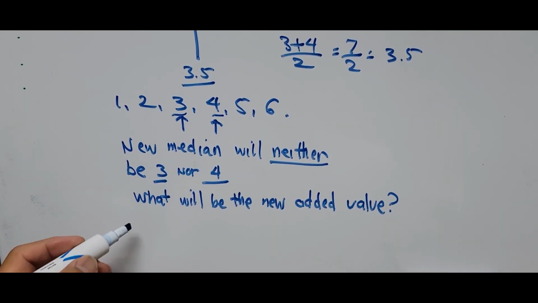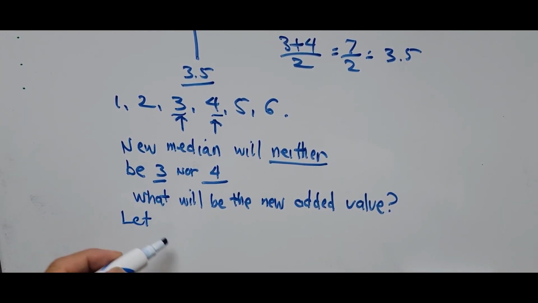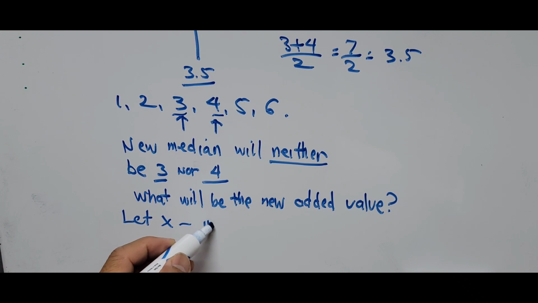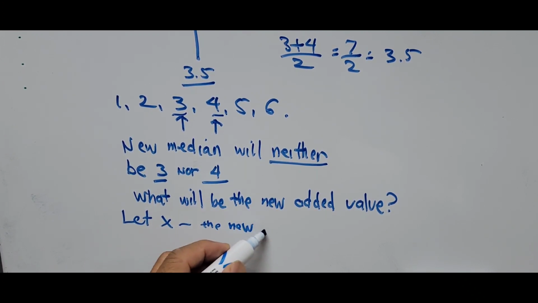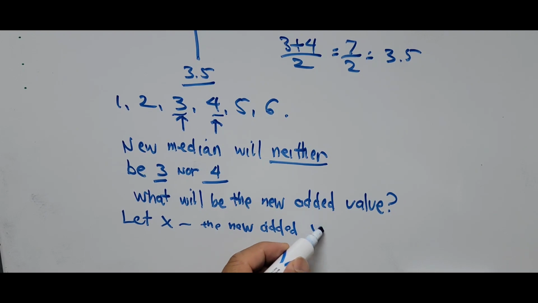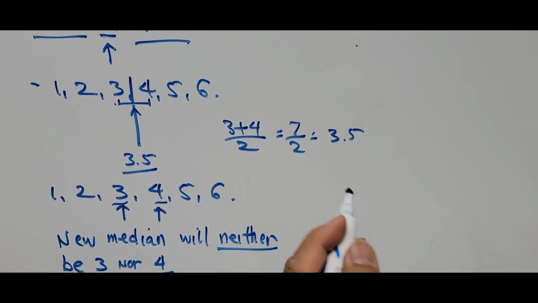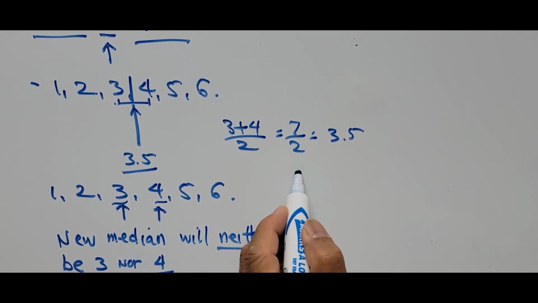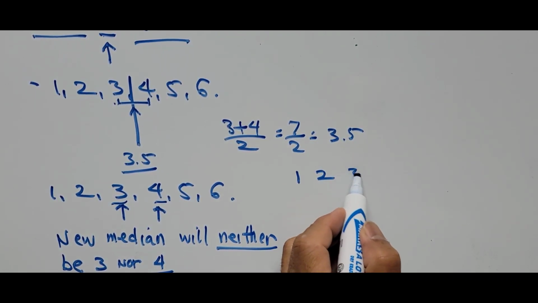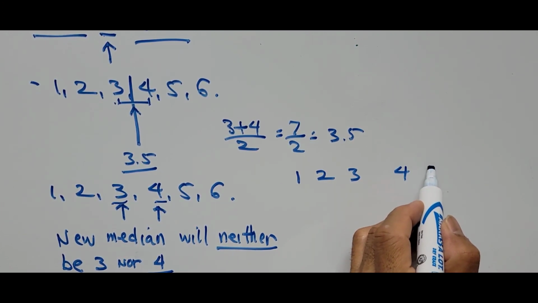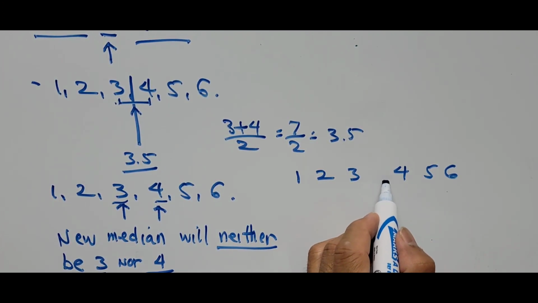In here, let's designate the variable: let x be the new added value. Alright, so to analyze the problem, if we add this new value, it must be between 3 and 4. And so in this case, we have to write that again. So we have 1, 2, 3, 4, 5, 6, and we leave a space right here.